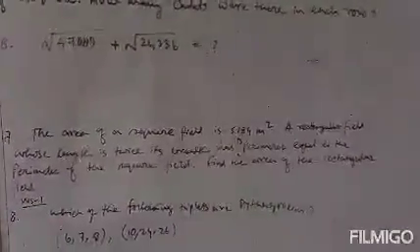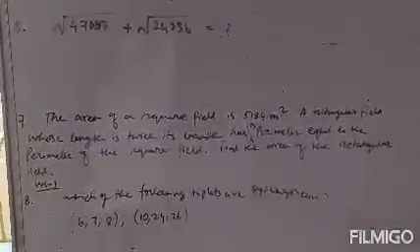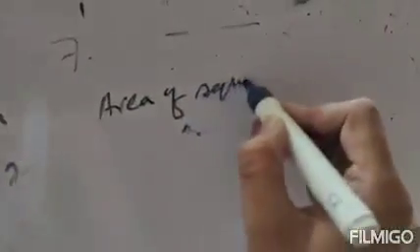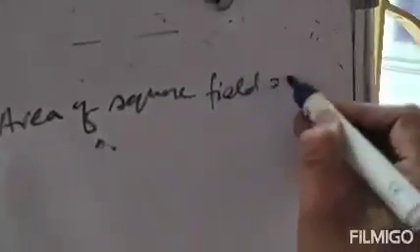Question number 7. Question number 7 says the area of a square field is 5184 meter square. A rectangular field whose length is twice its breadth has its perimeter equal to the perimeter of the square field. Find the area of the rectangular field. Okay, so the area of the square field is given. Area of square field equals 5184 meter square.